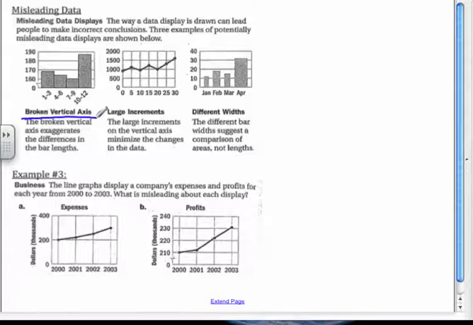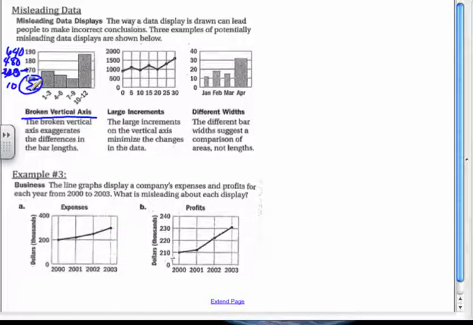This one says broken vertical axis. The broken vertical axis exaggerates the differences in the bar lengths. If you look at this one, the difference between here and here is 160. But if you don't notice that it's broken, then you might imagine that that's only 10. Or that this should also be the difference of 160, so it should be 320. And this one should be 480 and 640. Right? If this unit right here is 160, why aren't all the others?